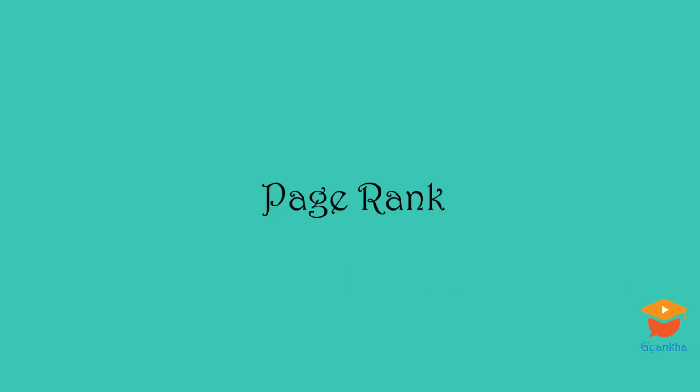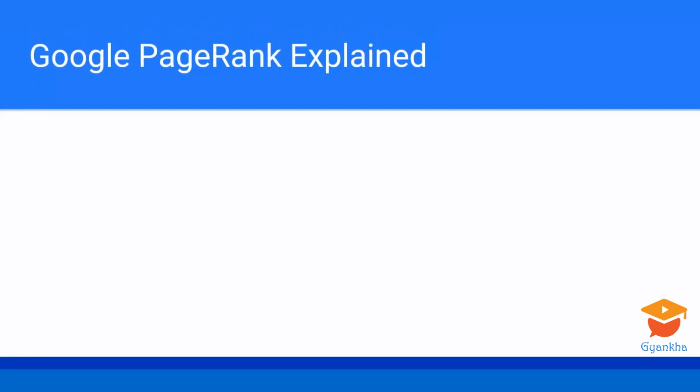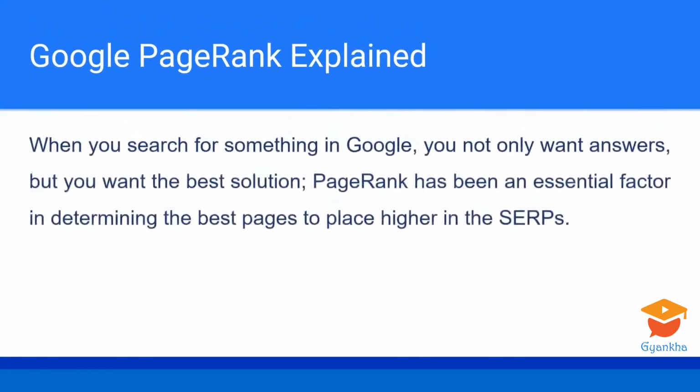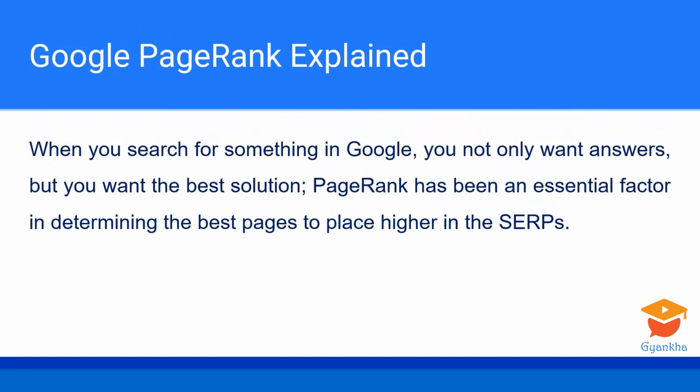When analyzing web pages, search engines use more than basic link popularity to determine a web page's ranking in search engine results pages. Google PageRank explained. When you search for something in Google, you not only want answers, but you want the best solution. PageRank has been an essential factor in determining the best pages to place higher in the SERPs.